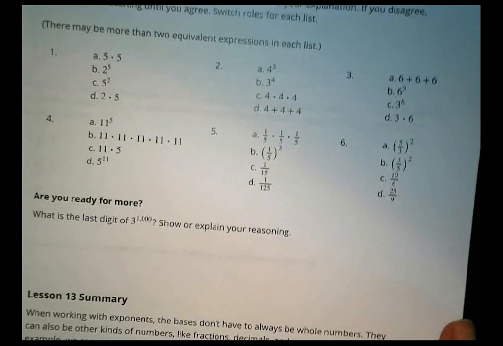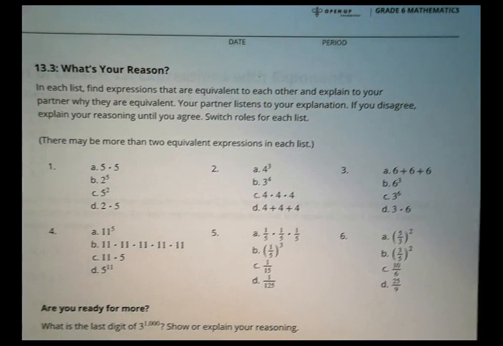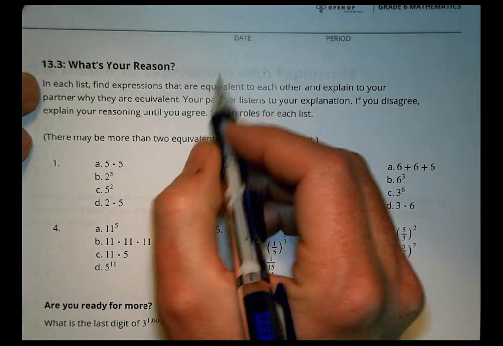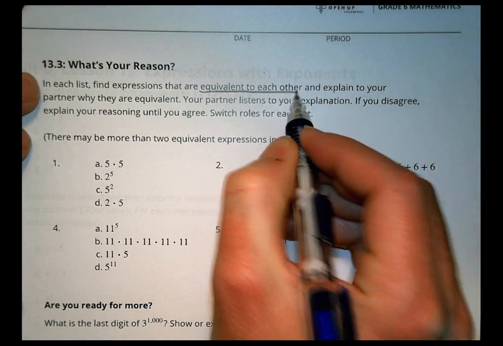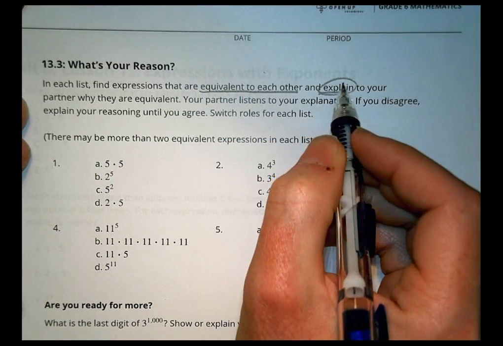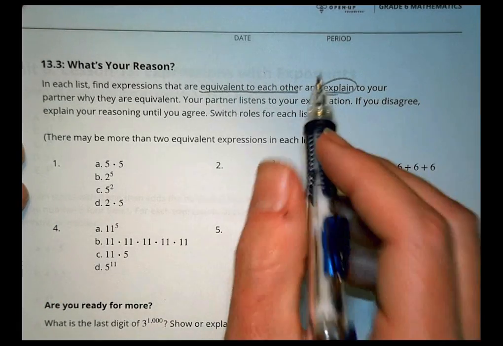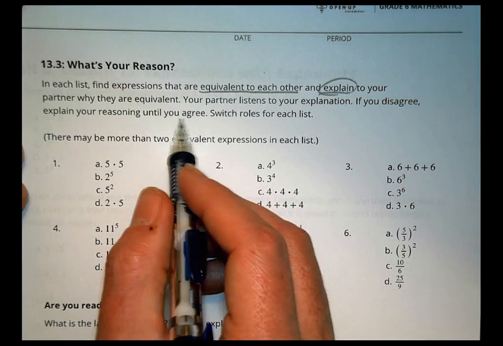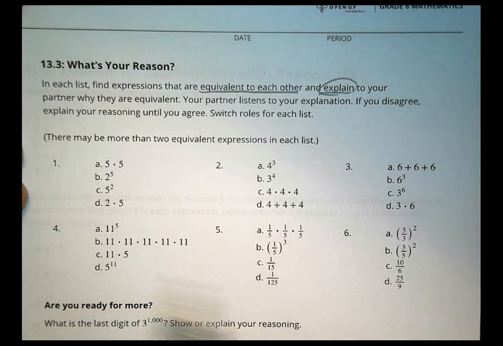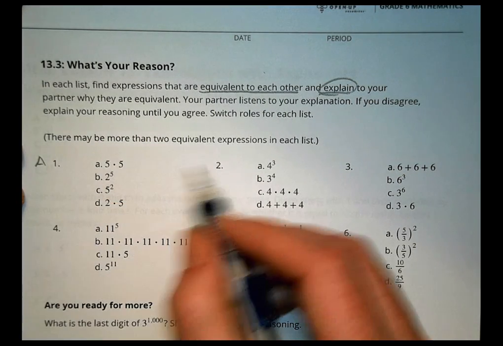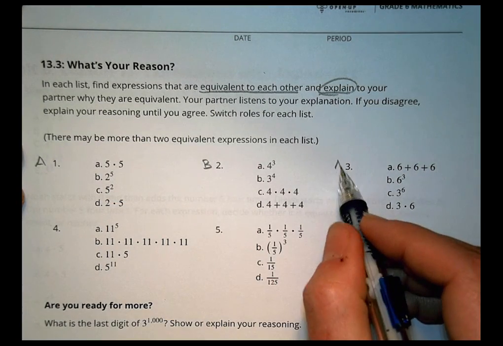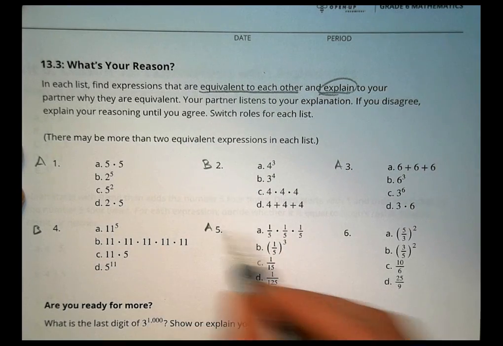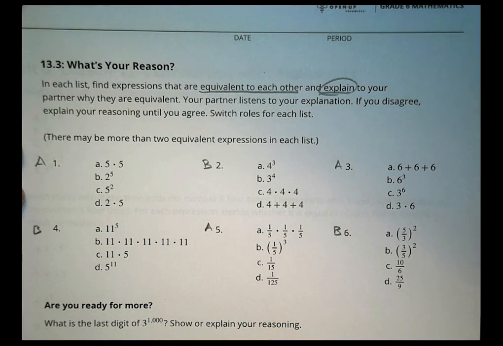Lots of practice. Activity 3. What's your reason? In each list, find expressions that are equivalent to each other and explain to your partner why they are equivalent. Your partner listens to your explanation. If you disagree, explain your reasoning until you agree, and then switch roles for each list. So you can have partner A do this one, partner B, partner A, partner B, or however you mix up your class.